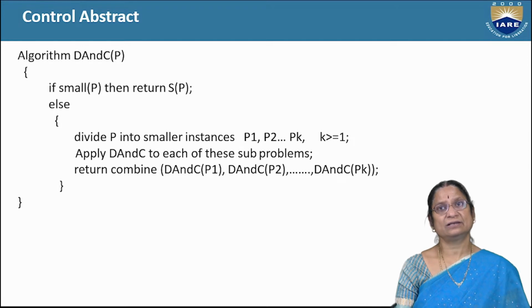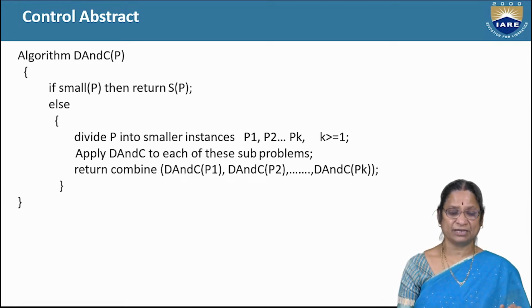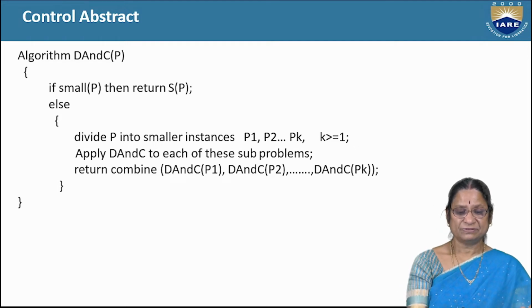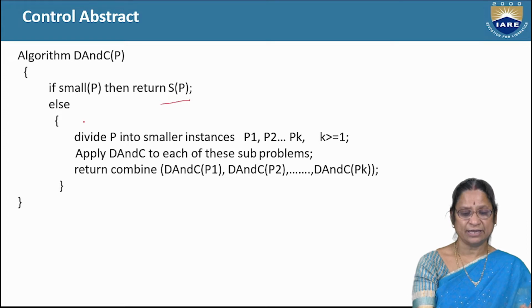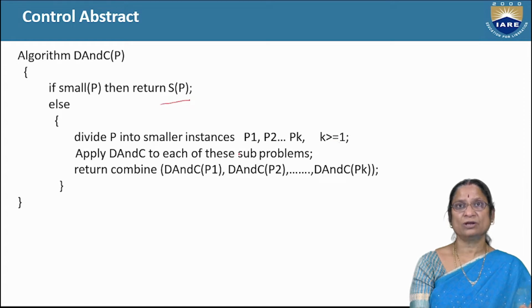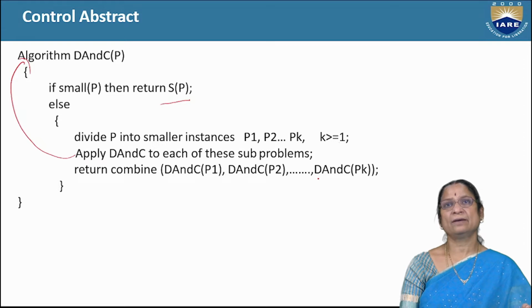A general procedure, the control abstraction, for such an algorithm can be written. If P is small, then return the solution for that particular P. Else, divide P into smaller problems P1, P2, etc., Pk. Apply the divide and conquer strategy, again the same strategy. Return, combining the results.